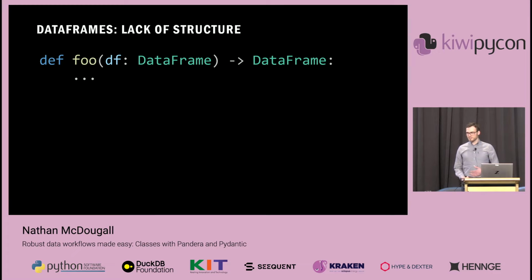If I see a function that's type hinted like this, it basically tells me nothing about what the function does. It tells me that it takes in a data frame and it spits out a data frame. What does it do? Does it change the number of rows? Does it add new columns? Does it change columns? I have no idea without actually reading through the function.